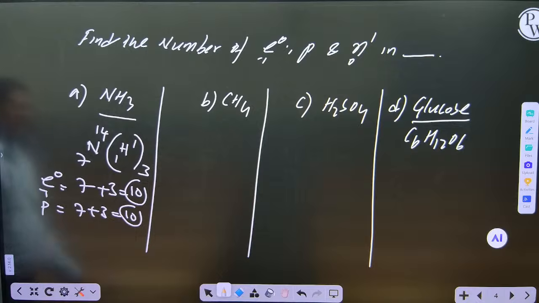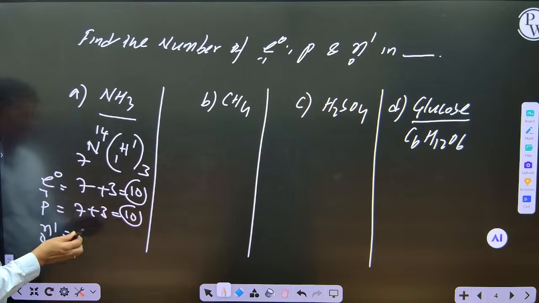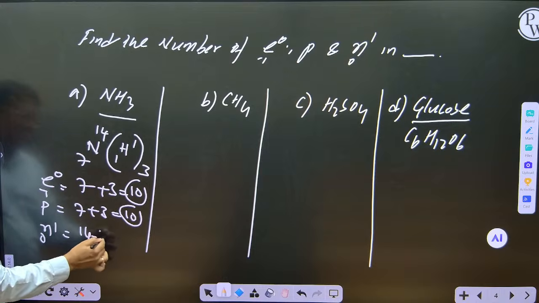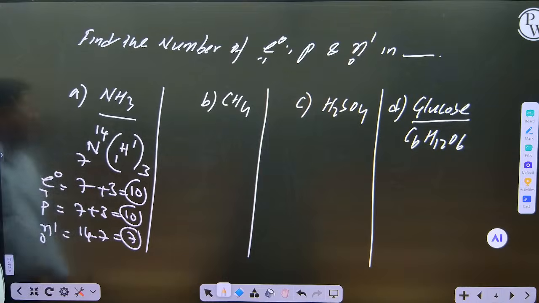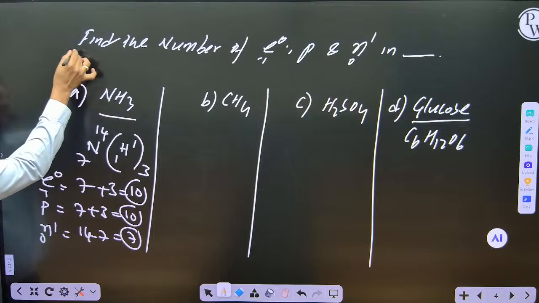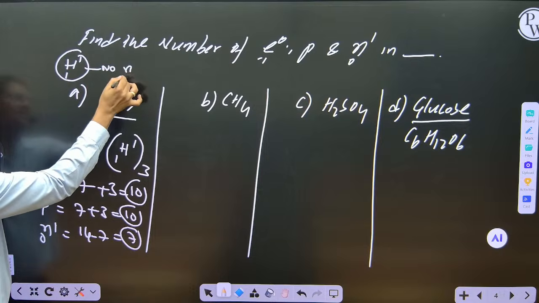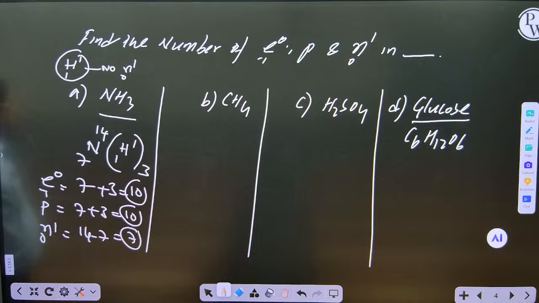But be careful, hydrogen is the only element that does not have any neutron. Why? 1 minus 1, 0. So in this case, only 14 minus 7. Only from nitrogen I have to consider 7 neutrons. Understood? Here make a note, hydrogen doesn't have any neutron. Later in mole concept they ask questions, find the number of electron, proton, neutron in 7 grams of ammonia, like that. In the coming session we discuss mole concept. Before going to mole concept, you have to know how to find electron, proton, neutron.